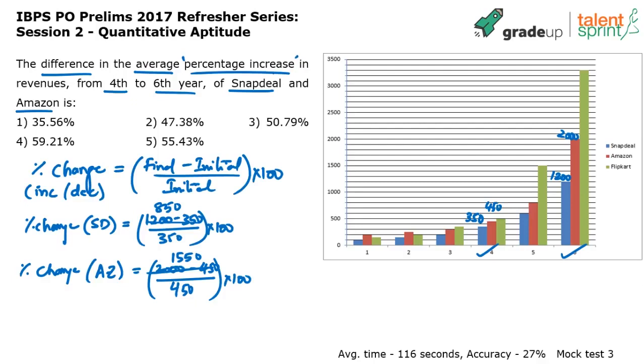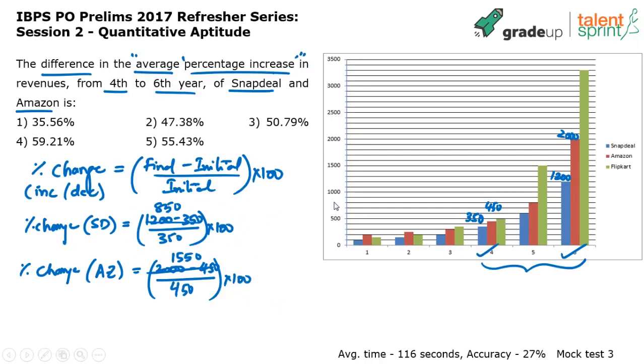Average percentage increase. See, this percentage increase is over a span of 3 years, right? From 4th year to 5th year and from 5th year to 6th year. So whatever percentage increase we get here, this is for 2 periods, from 4th to 5th and from 5th to 6th. Similarly, this percentage change also is for 2 periods, from 4th to 5th and 5th to 6th. So when you want the average percentage increase, when you want to include average in this calculation, you have to divide this result by 2. Divide this by 2. You're getting it?